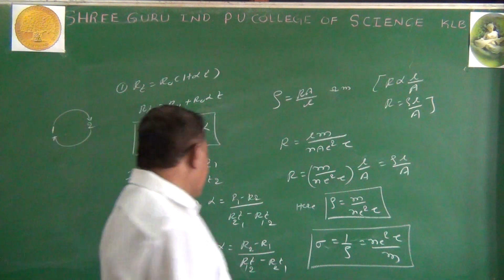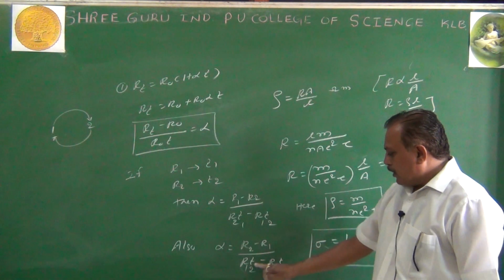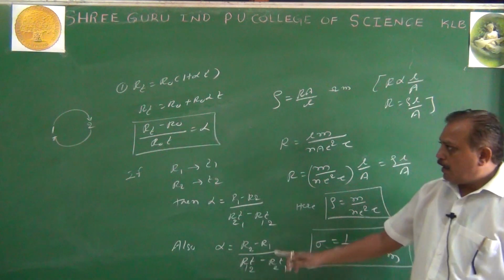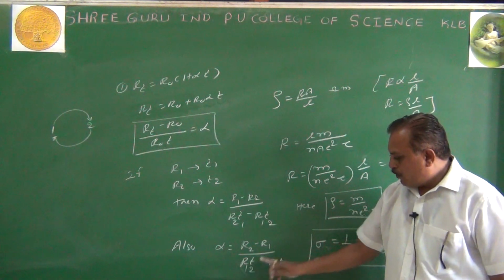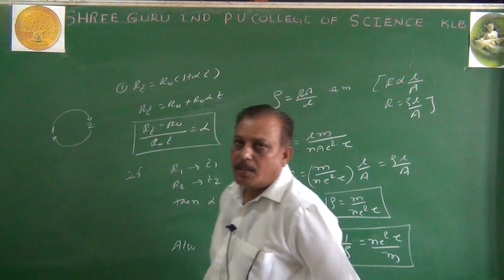Similarly for this equation, R2 minus R1 divided by R T minus R T, I make the completion of the cycle: 2, 1, 2, 1, 2, 1. Now this is our temperature coefficient of what? Conductors.